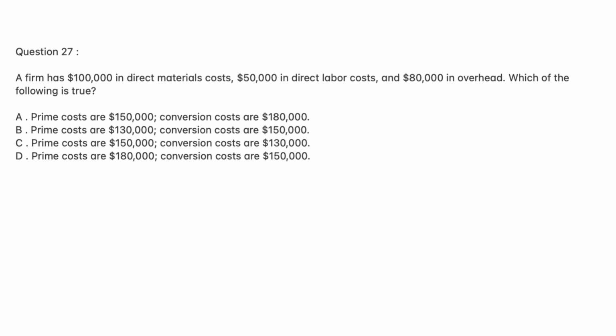A. Prime costs are $150,000, conversion costs are $180,000. B. Prime costs are $130,000, conversion costs are $150,000. C. Prime costs are $150,000, conversion costs are $130,000. D. Prime costs are $180,000, conversion costs are $150,000.